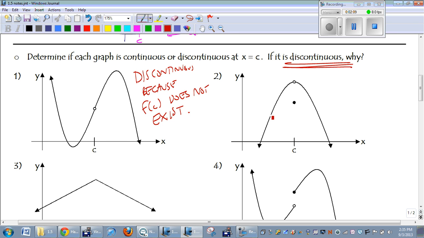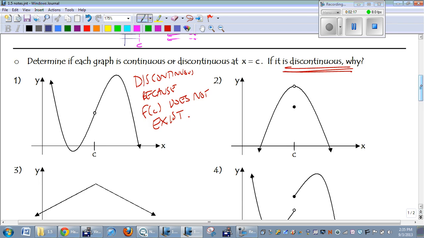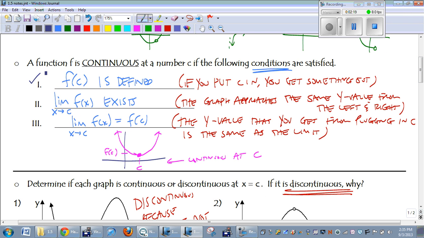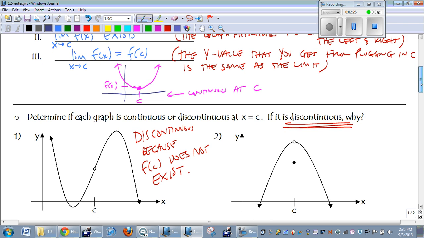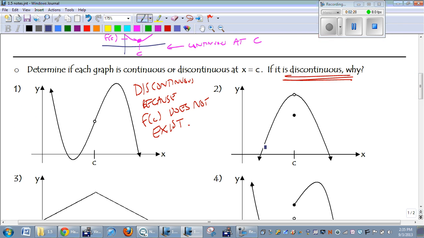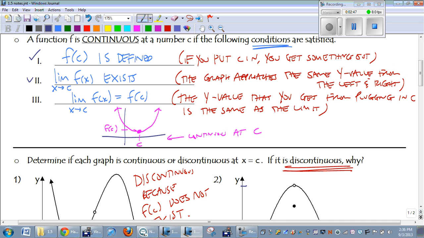So let's look at number 2. For this one, is f of c defined? Yeah, if we put c in, we have this point right here. So the first part is checked. f of c is defined. Next thing, the limit as x approaches c of f of x exists. So let's look. As we get closer and closer to c from the left, we're approaching a y value. I don't know what it is right now, but it's right here. And as we approach from the right, it's approaching the same value. So the limit exists. We're approaching the same y value from both sides. So that second condition is met.